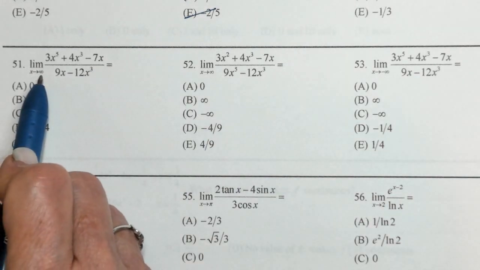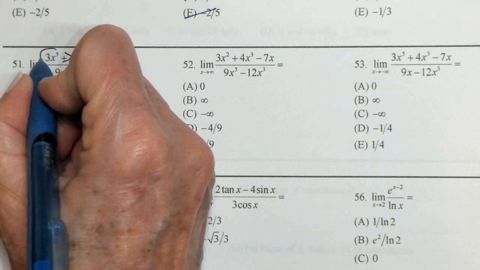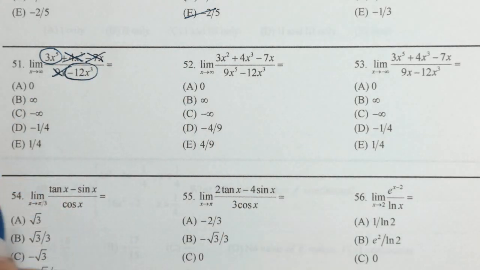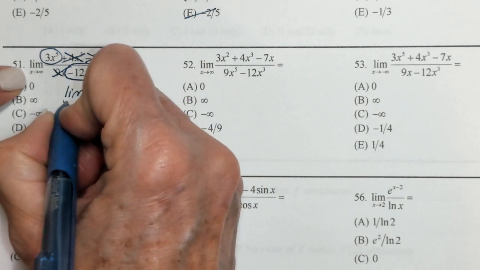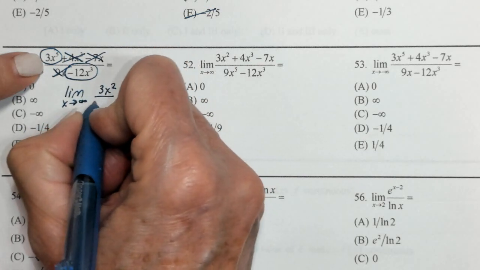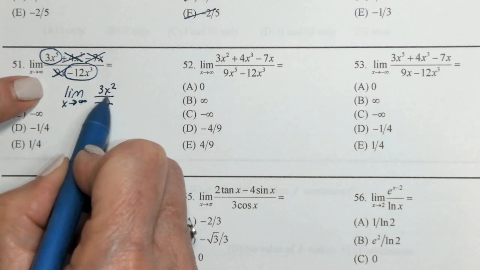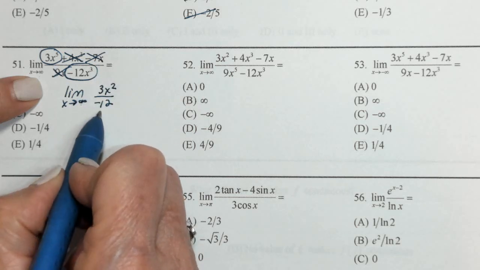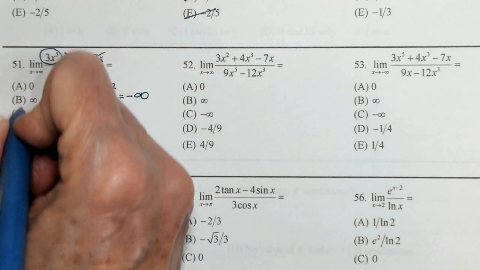Okay, here x is going to infinity. So I only consider the highest powered term on top and the highest powered term on the bottom. Okay, reduce your x's. I'm going to have the limit as x approaches infinity of, when I reduce my x's, 3x squared over negative 12. Now let x go to infinity. If x goes to infinity, the top is going to be positive infinity, but we're dividing it by a negative. This is negative infinity, C.